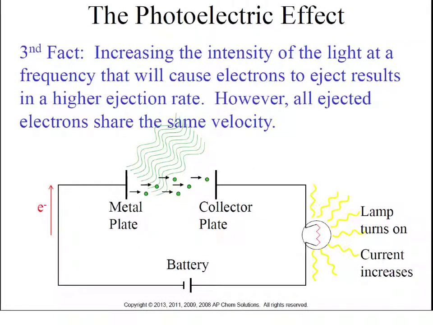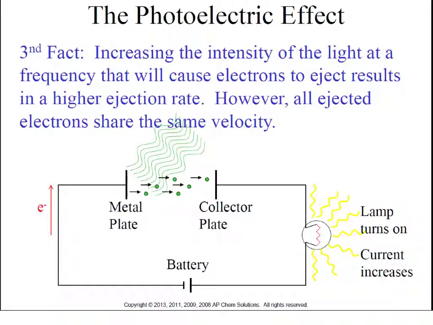Fact, increasing the intensity of the light will not change the velocity of the electrons. So one would think if you turned up kind of the power of that light, that threshold light, that the electrons would start flowing off faster. So you're giving it more intensity, so the electrons are going to fly off harder, and they're going to hit that collection plate with more force. They don't. You get more electrons to come off, but every single one of those electrons will share the exact same velocity. So they fly off with the same force.